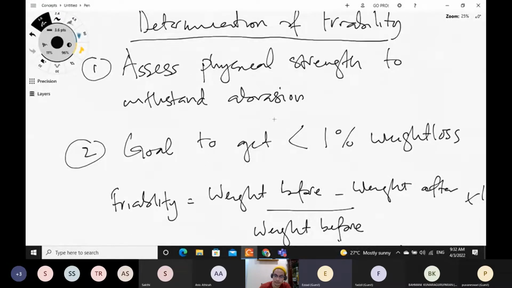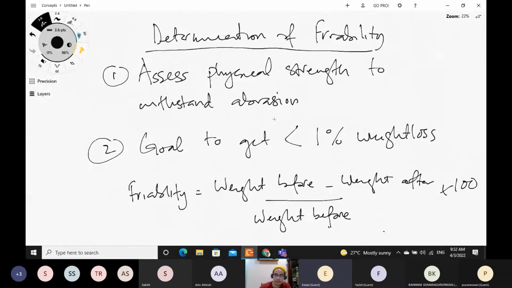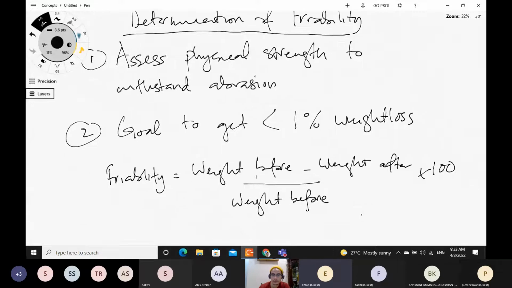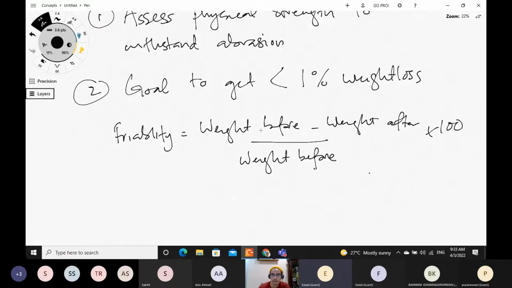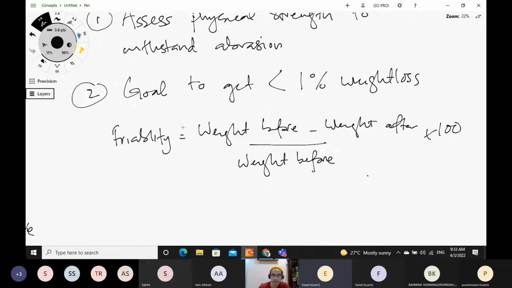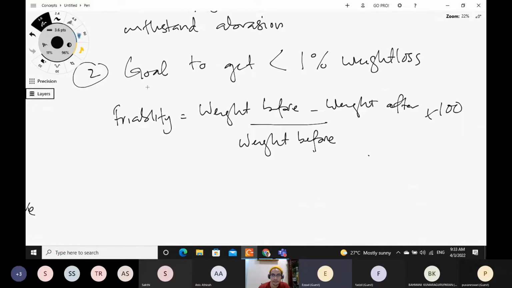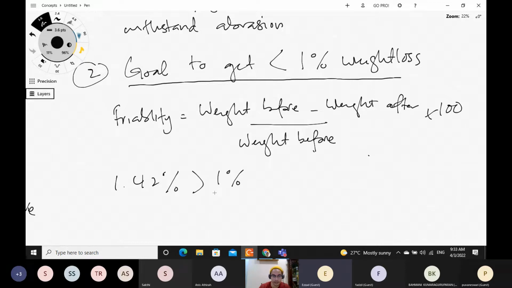Okay, determination of friability. Our goal, kat sini saya tulis, our goal is to get less than 1% of weight loss. So dalam video tadi kita dapat 1.42%. So this is more than 1%. So that tablets yang kita test dalam video tadi tu fail.